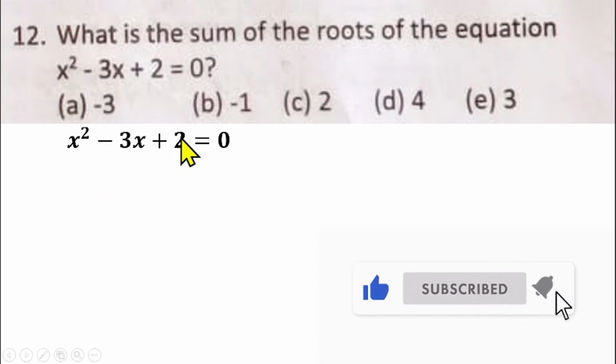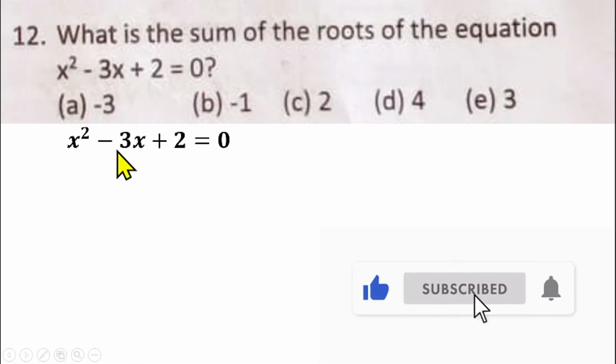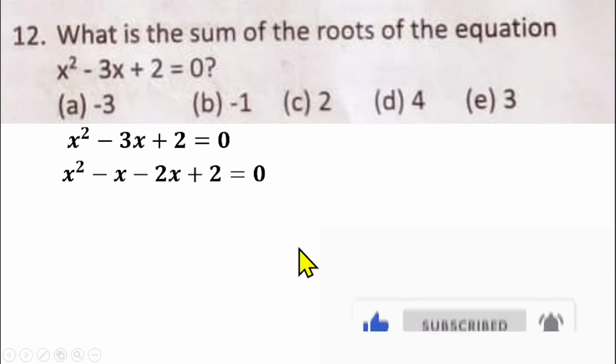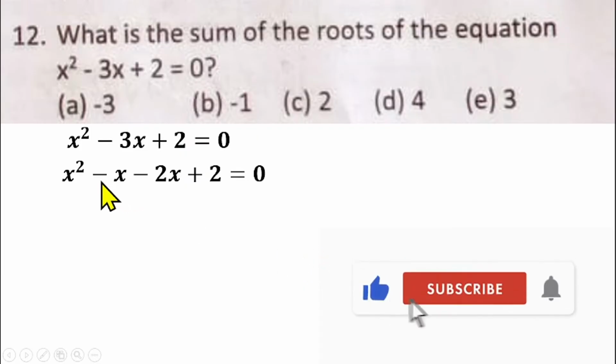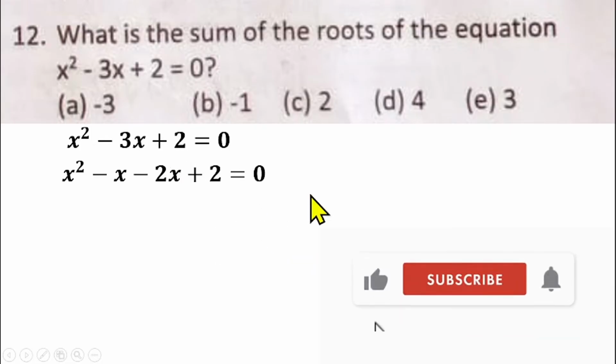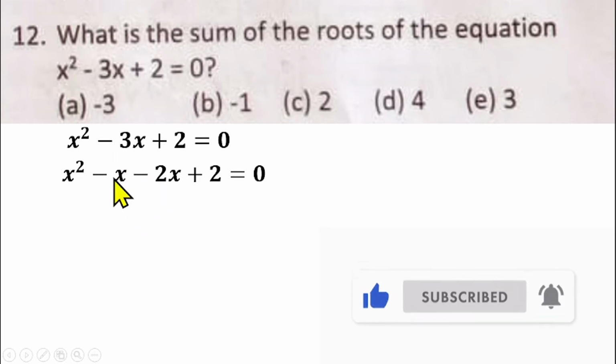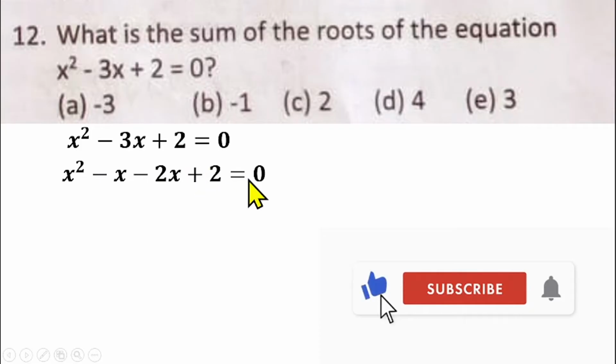That means you look for two numbers you can multiply together to give us 2, and when you add them together, it gives us minus 3. Those two numbers will be minus 1 and minus 2. So minus 1 times minus 2 gives us 2. Then minus 1 plus minus 2 will give us minus 3. So those two numbers will now replace the minus 3x here. That gives us minus x, minus 2x, then plus 2 equals 0.